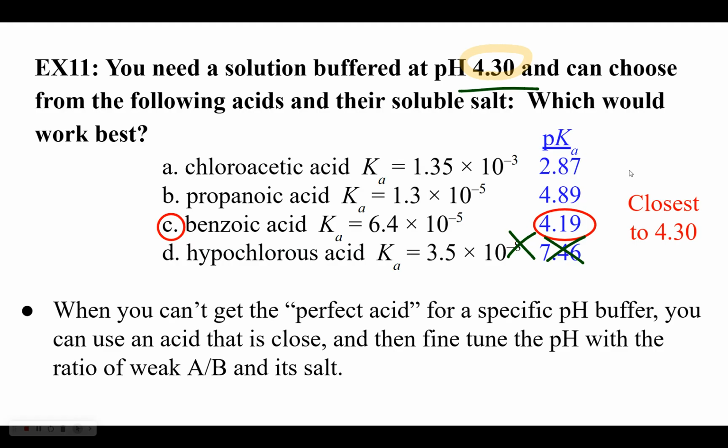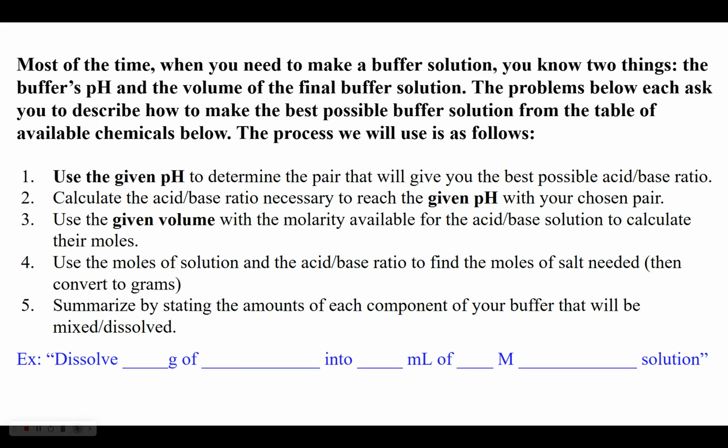And our ratio won't be exactly 1 because our pH isn't exactly the same as that pKa, but it's going to be the closest it can be compared to all of these other options. So, like that bullet point says, when we can't get the perfect acid for that specific pH buffer, we'll use the closest one and then fine-tune the pH with the ratio of the weak acid or base and its salt. And that's what we were doing on the previous page, and that's basically what we're going to be doing down below.